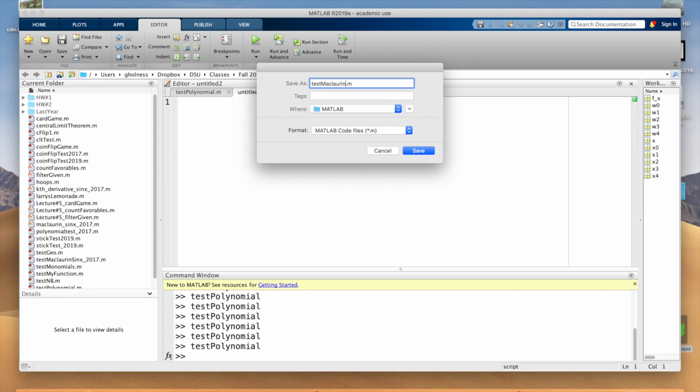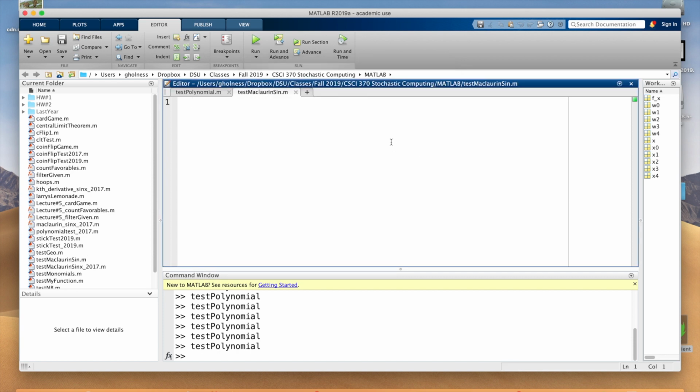I think it's sine. Okay, save. So let's first look at the sine function, ground truth, and start from there. So we're going to say our theta, or x, is equal to, and we're going to go minus pi, increasing by 0.01 radians up to positive pi.